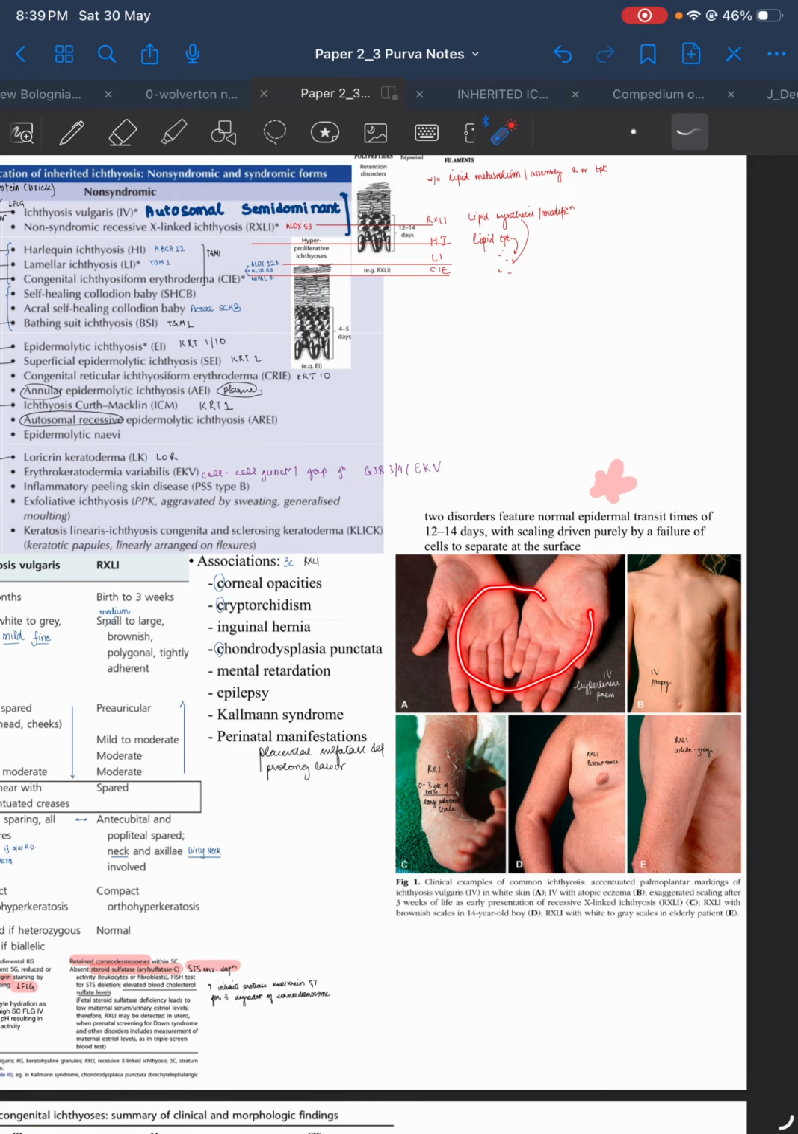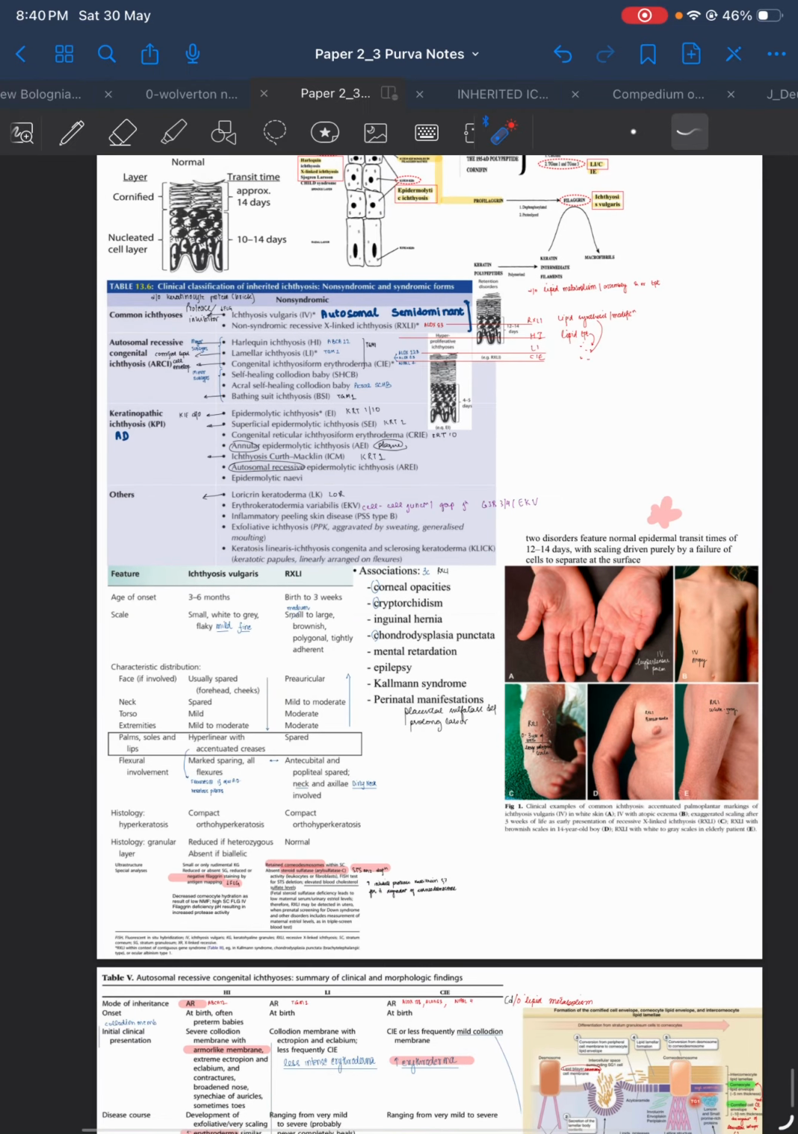Hyperlinear palms are seen in ichthyosis vulgaris, and it is associated with atopy. RXLI is characterized by large scales, this is in an adult photo, and RXLI has an association with 3 Cs: corneal opacity, cryptorchidism, and chondrodysplasia punctata. Placental sulfatase deficiency can also be associated, leading to prolonged labor and perinatal manifestations.